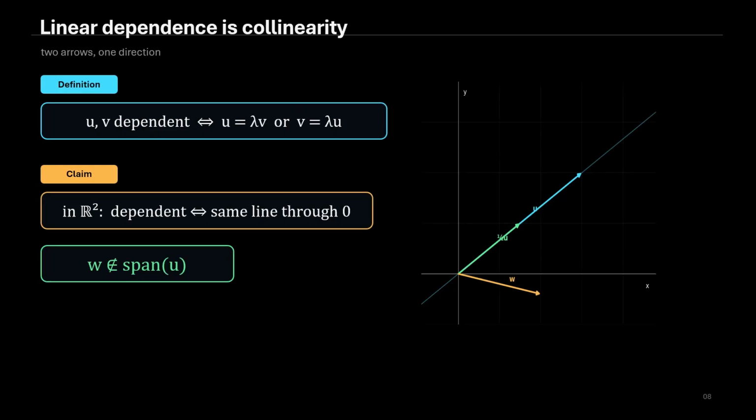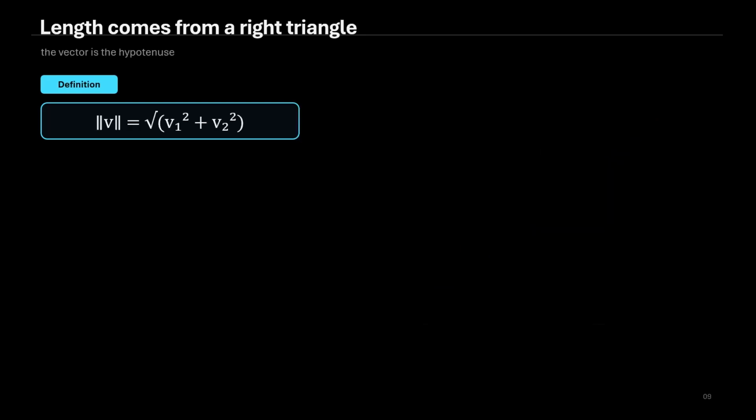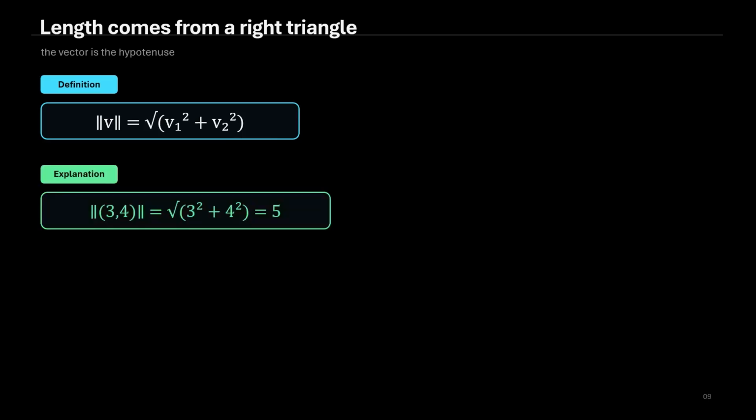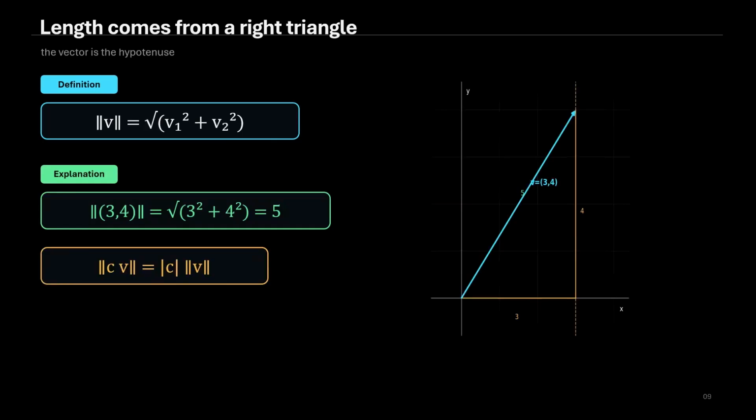Our next notion that we want to give a geometric meaning is the notion of a norm or a magnitude of a vector. Remember, if we have a vector v = (v1, v2), then we define its norm or magnitude to be the square root of the sum of squares of the components. However, this comes naturally from the Pythagorean theorem. So let's take an example. Let's look at the vector (3, 4). We know that the norm of this vector is the square root of 3 squared plus 4 squared, which is 5. However, what does that mean geometrically?